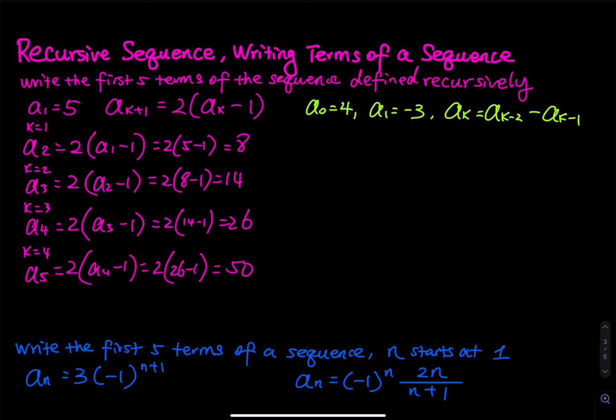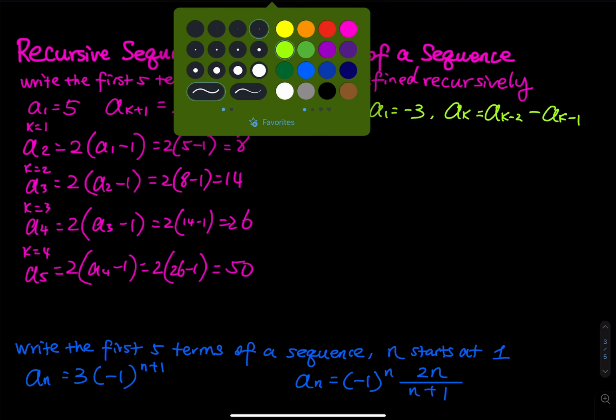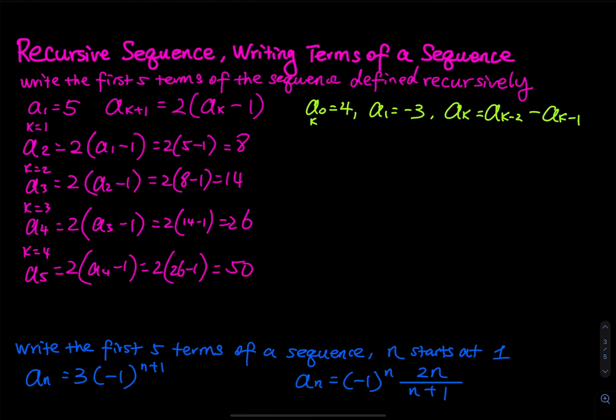And then how about the green problem? The green problem, we have the 0th term equal to 4, the first term equal to -3, and then the kth term is the difference of the previous 2 terms. All right? So let's match the color first. So this is k equals 0, right? So we have a0, a1.